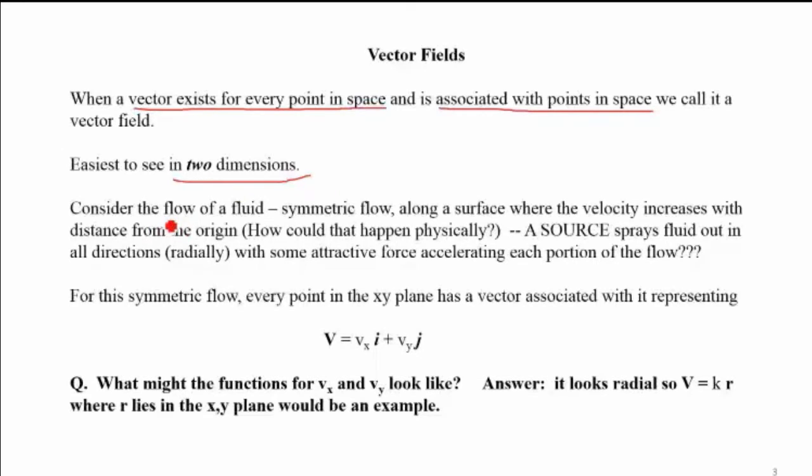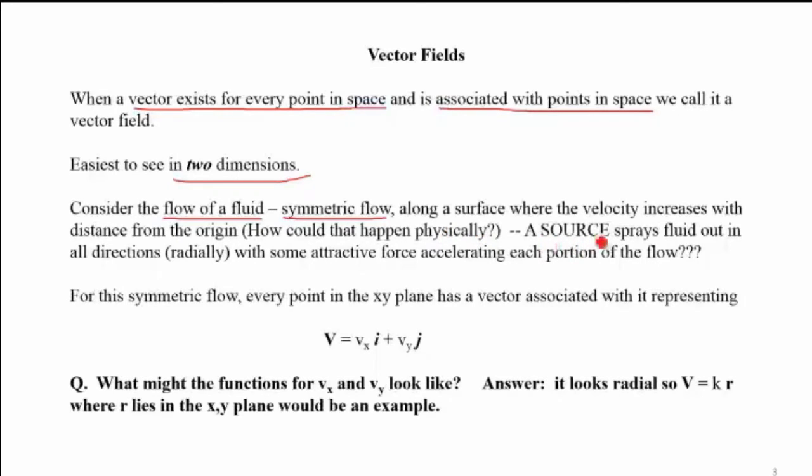What we're talking about is the flow of a fluid, so water or air. Let's think of a simple case which is two-dimensional, and that is a form of symmetric flow along a surface where the velocity increases with the distance from the origin. One big question is, how could that happen physically? We have to have a source.